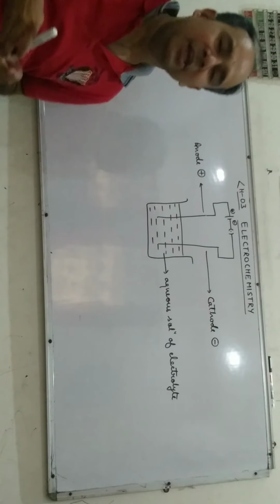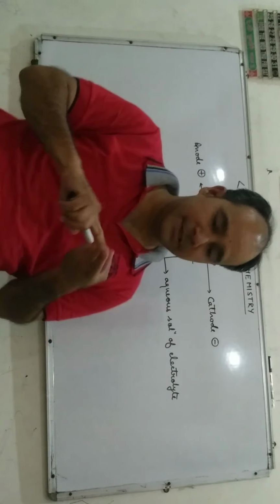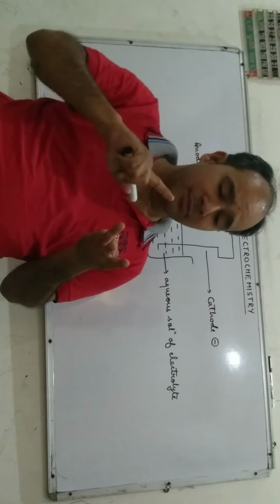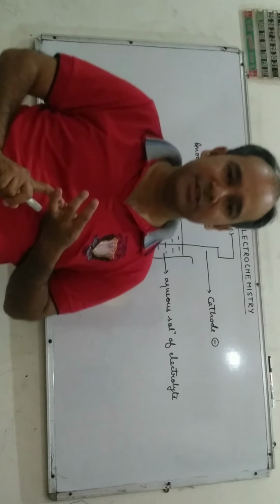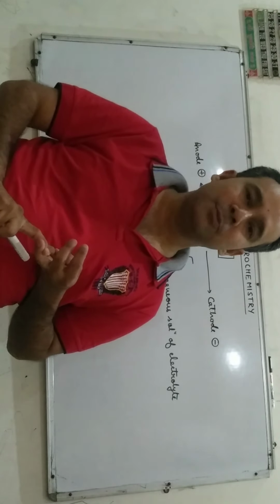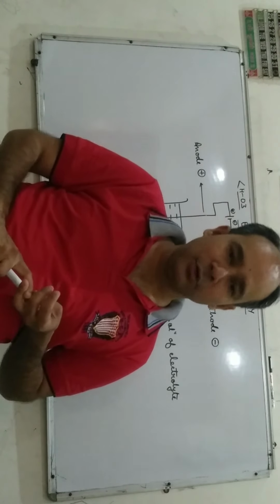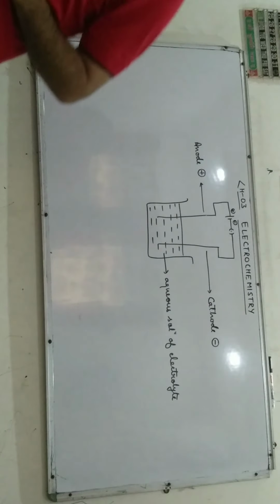I repeat it again. Electrochemistry is a branch of science that deals with the relationship between the electrical energy and the chemical energy taking place during a redox reaction. The three main aspects of electrochemistry are electrolysis, electrolytic conduction, and the third one is electrochemical cell. Electrolysis is the process of decomposition of electrolyte by passing electric current through its molten or aqueous state. Now let us discuss the mechanism of electrolysis.